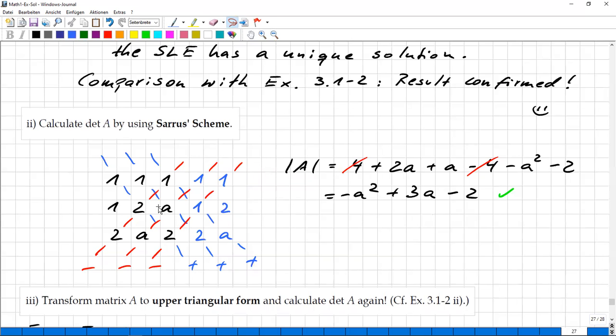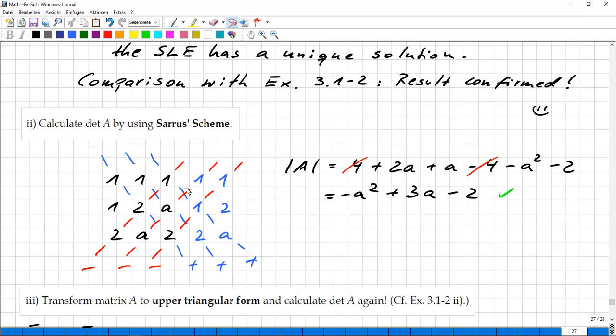construct sort of a cyclic repetition. Exactly speaking, I take the first column and repeat it here, and then the second column repeat it here. And now I build these 3 different products which count positive, and the other 3, the diagonal products parallel to the diagonal, which count negative. That's an easy scheme. We do it like 1 times 2 times 2 equals 4. So the next product is 2a positive, then 1a positive, and then the 3 negative ones are, let's take care here, 1 times 2 times 2. So this is 4, but it counts negative.